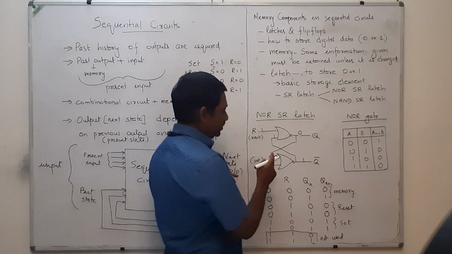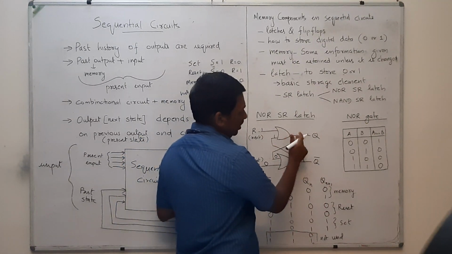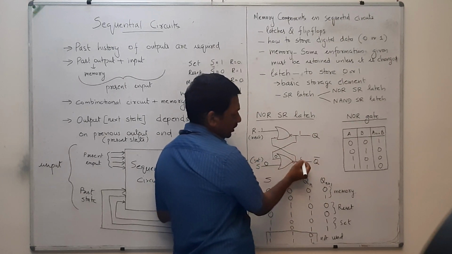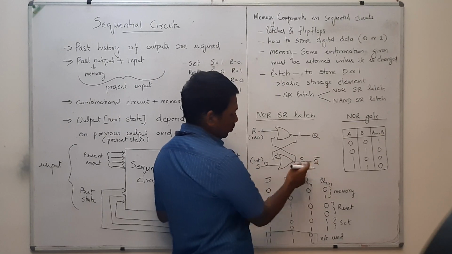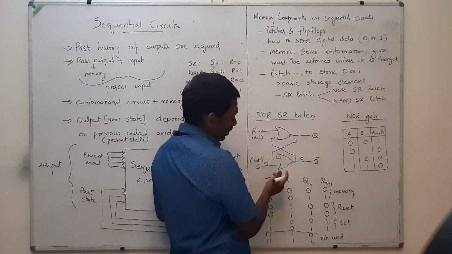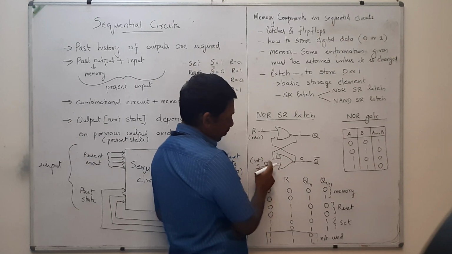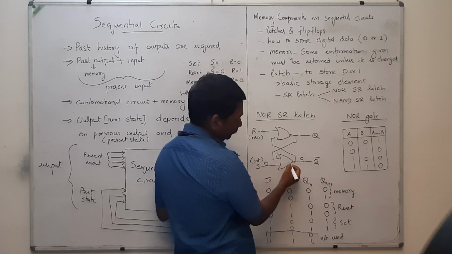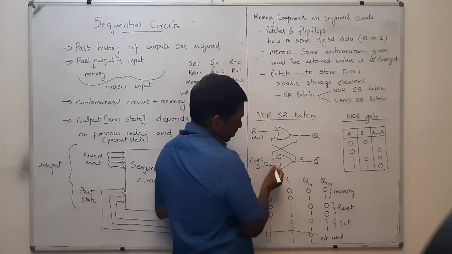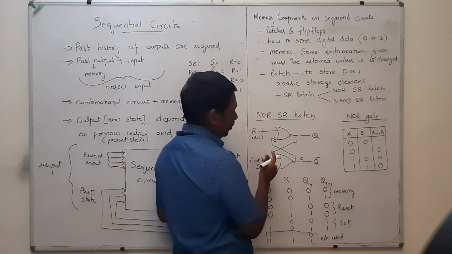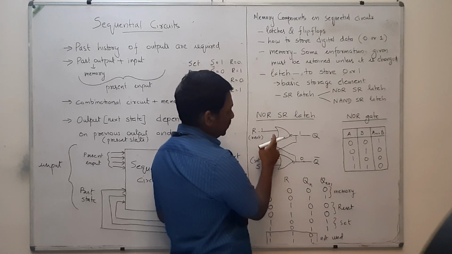Now what will happen if this is 1? If this is 1, definitely this will be 0. If this is Q, then this is Q bar. Then here it will be 1, and 1 over 0 is 1, and if you complement that, definitely this will be 0, and this is 0, and 1 over 0 is 1.